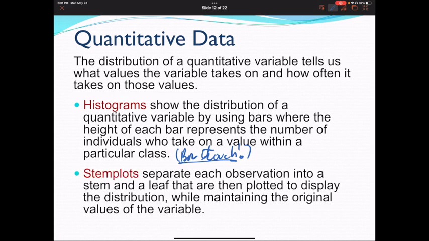Stem plots separate each observation into a stem and a leaf that are then plotted to display the distribution while maintaining the original values of the variable. I'll go into this a little bit more, but let's say I have a cat who's 9, 11, 13, and 17. So if I wanted to arrange this data in a stem plot, I only have one cat.